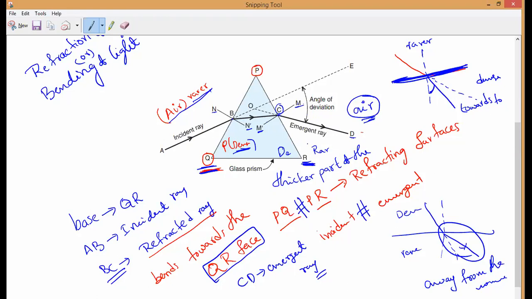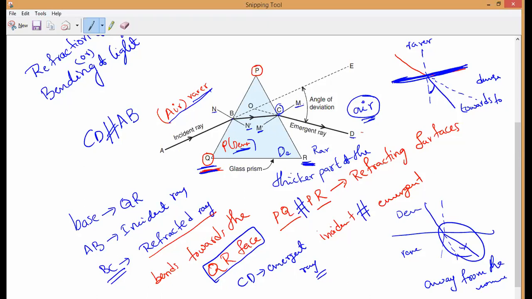Now you can see, are the incident ray and the emergent ray parallel to each other? No, sir. The emergent ray CD is not parallel to the incident ray. Which is the incident ray? AB. Because there has been a deviation, or change in the path of the light passing through a prism.